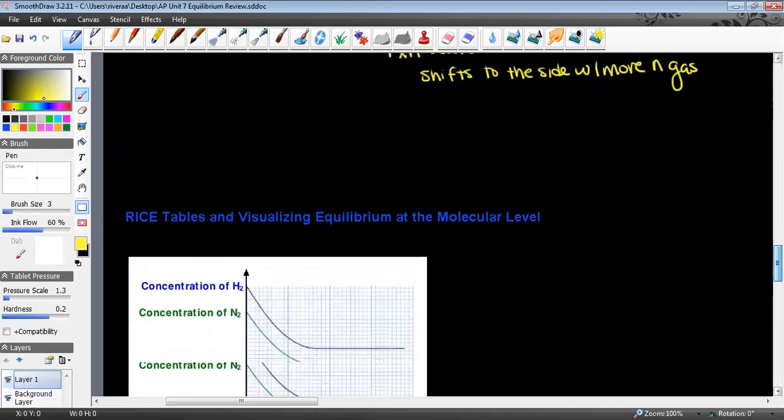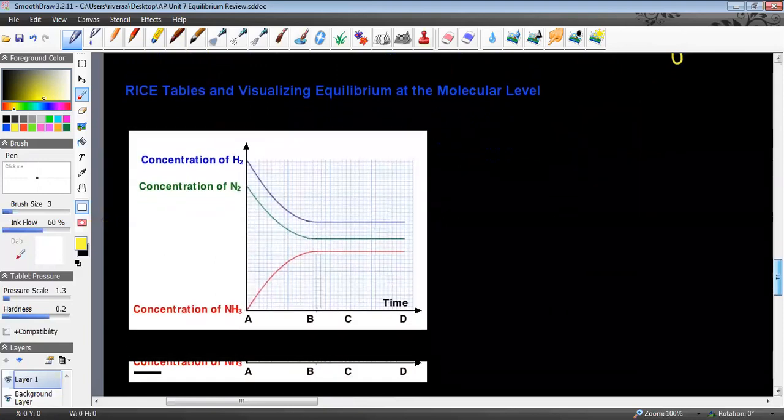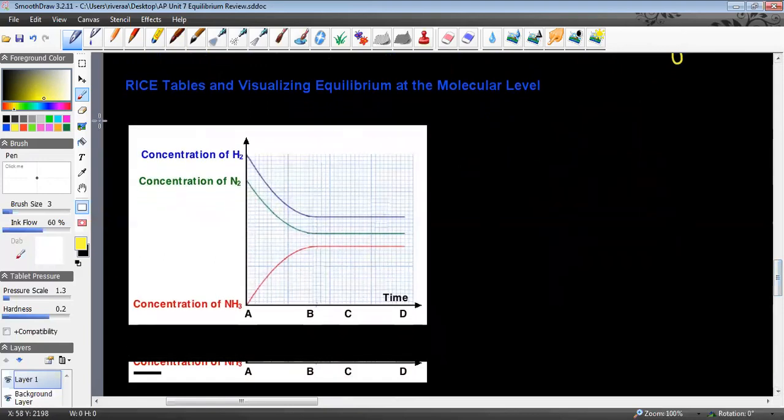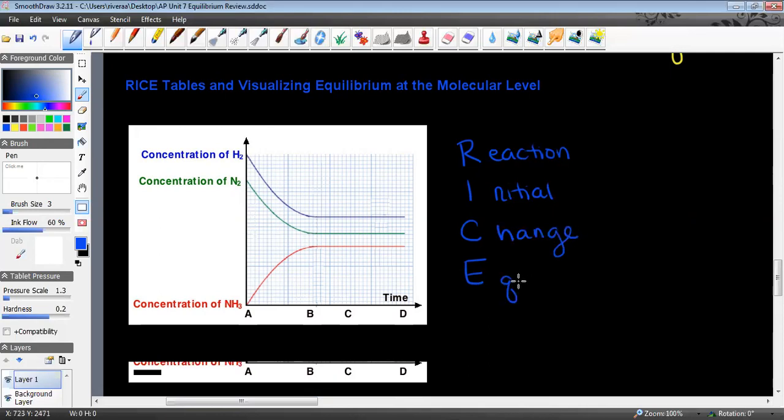It's okay. I just wanted to talk about RICE tables for a second. How do we do the math regarding all of these reactions? Remember, we use these things called RICE tables, where the R stands for your reaction. That's where you're going to write your reaction out. I stands for your initial conditions. C would be your change in conditions. And E is your equilibrium point.